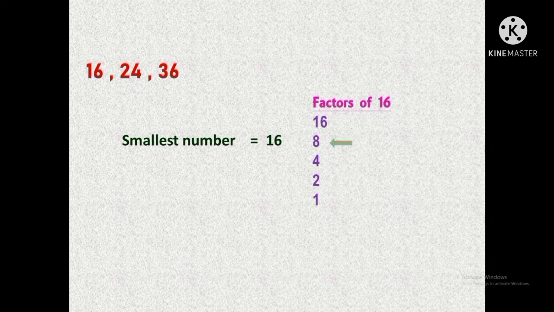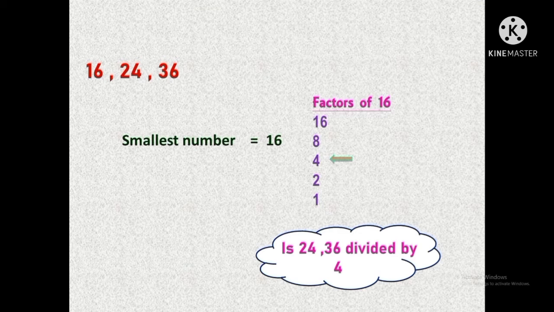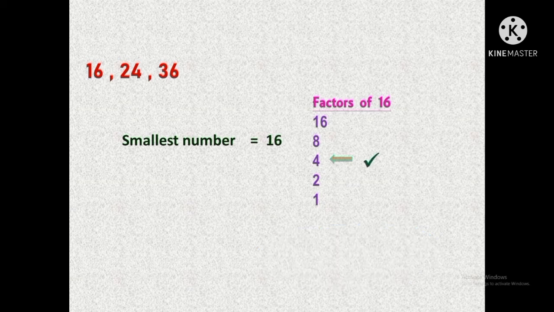So 24 is divided by 8 but 36 is not divided by 8. So in this case what do we have to do? We have to move on to the next factor. The next factor in the factors of 16 list is 4. Now we have to find whether 4 divides the numbers 24 and 36. So 24 and 36 are divided by 4, right? Because 6 4s are 24 and 9 4s are 36. So the HCF of the numbers 16, 24 and 36 is 4 only.